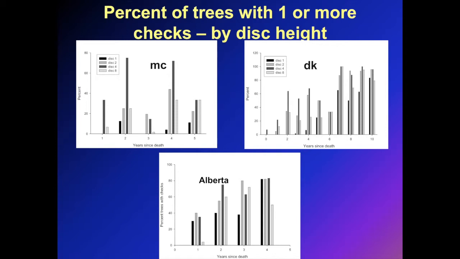This is the mixed wood samples. So by the first year since death, between 30 and 40% of the discs that we measured in each of those trees had a check shown in them. If you look at the entire tree as a single sample unit, by the second year post-mortality, between 60 and 70% of the trees are checked, somewhere on their length.